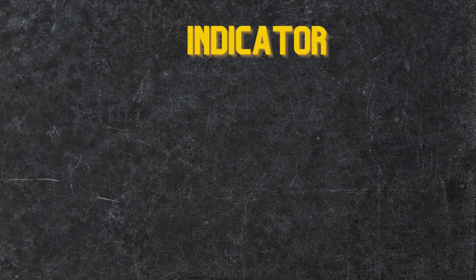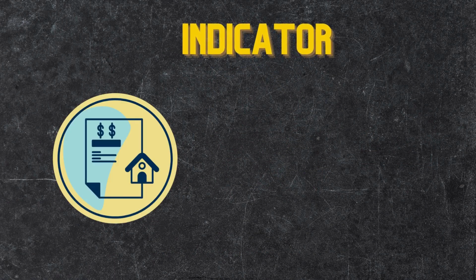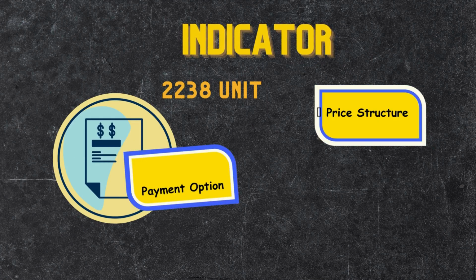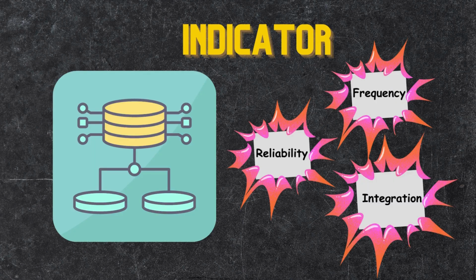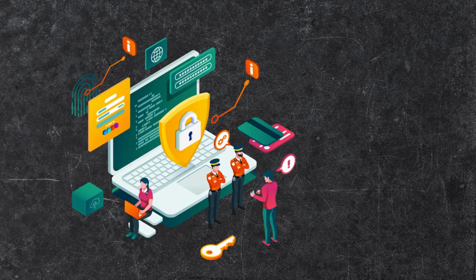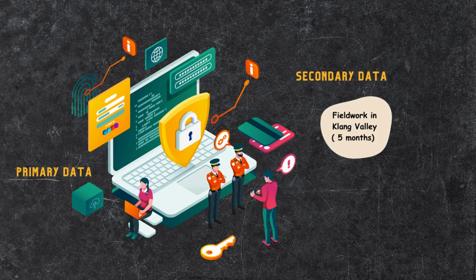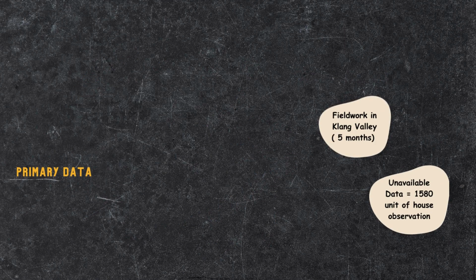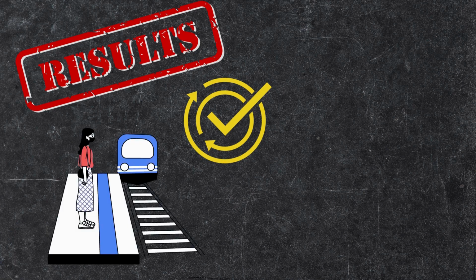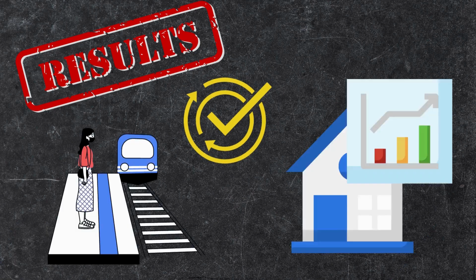For the indicators, the sale prices of individual houses numbered as many as 2,338 house units for price structure and payment option. Next, structural attributes such as frequency, reliability, and integration. Data sources come from primary and secondary data, collected during fieldwork in Klang Valley over 5 months. After cleaning unavailable data, 1,580 house unit observations remained, and the result of this study shows the positive relationship between the existence of the LRT system and house prices.